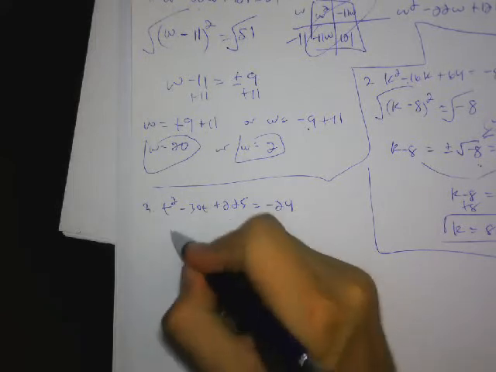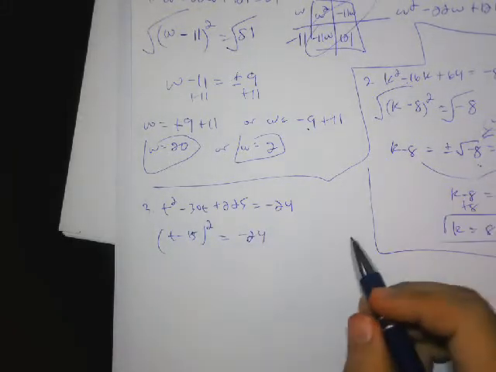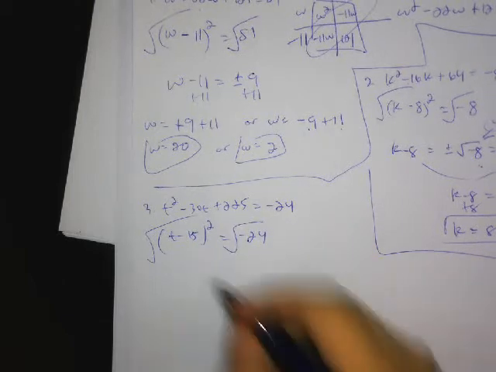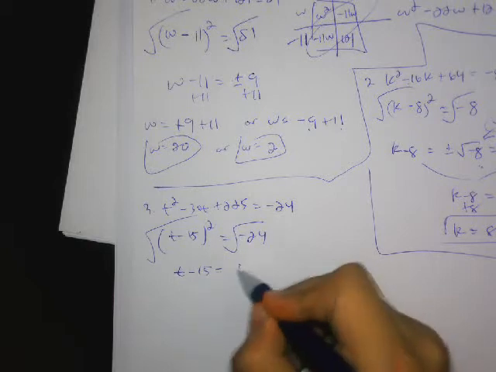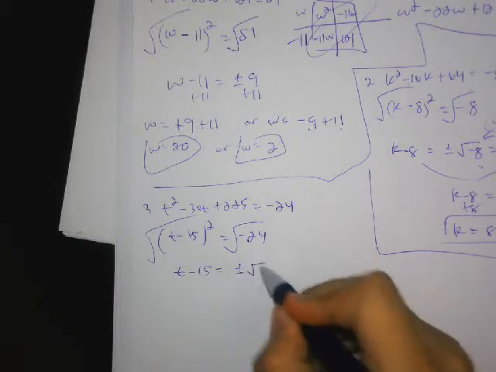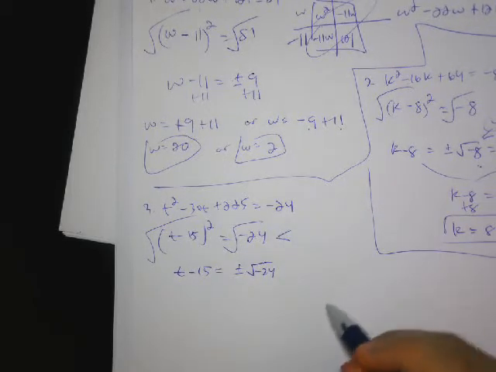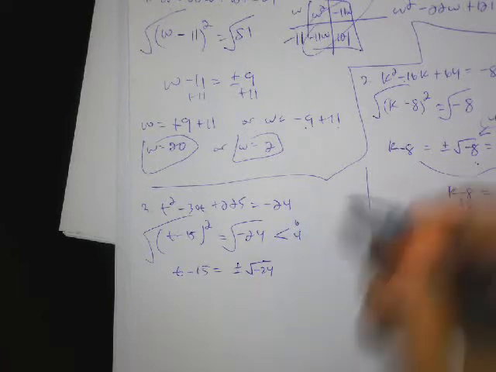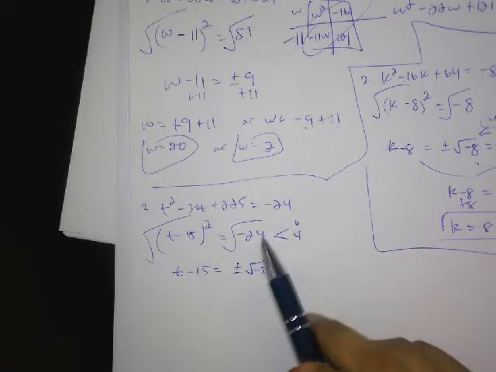Take the square root of both sides, and we have t minus 15 is equal to plus or minus the square root of negative 24. 24, we can factor that into 6 times 4. The square root of 6 is nothing, however the square root of 4 is 2, so we can bring that outside, and then we have a negative inside the square root, so we can bring out the i. So this becomes 2i times the square root of 6.